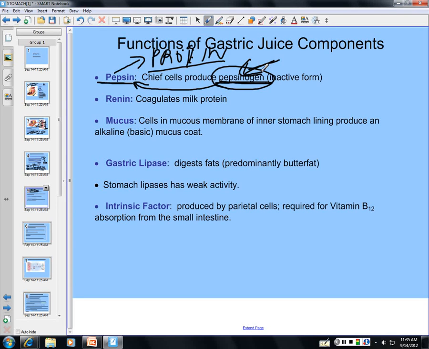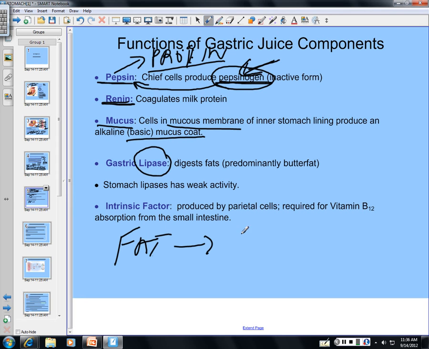In infants, of course, there is another enzyme called renin, which coagulates milk protein and gives the milk a very sour look, a curdled look. Then, of course, there are the mucus cells, mucus produced by the mucous membrane, and it produces an alkaline mucus coat. We talked about this. Gastric lipases. Now, lipase digests fat. We all know that. Fat is digested to fatty acid and glycerol. We know this.